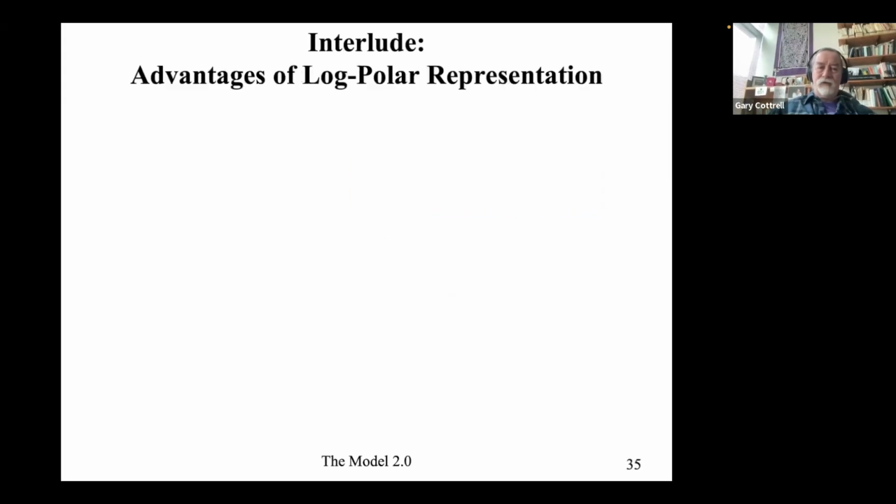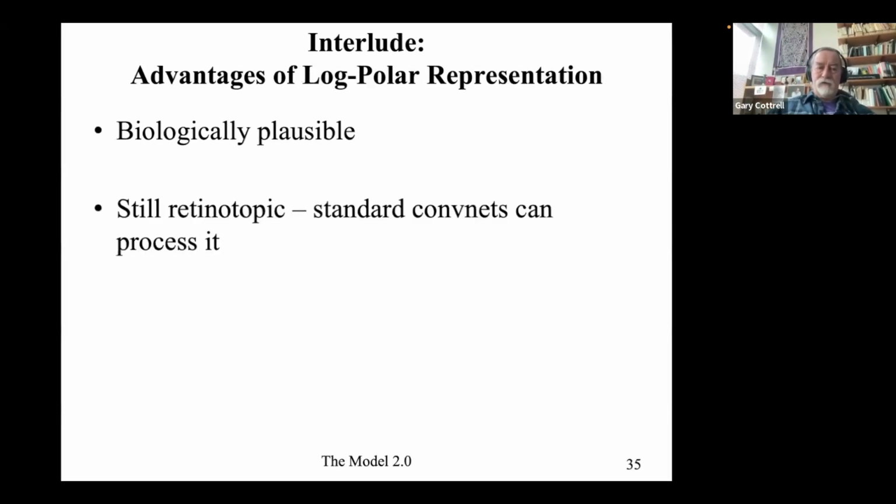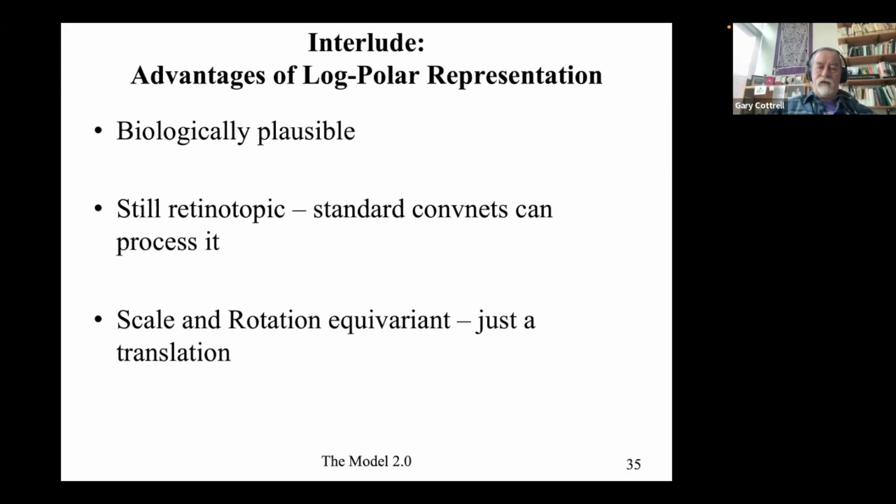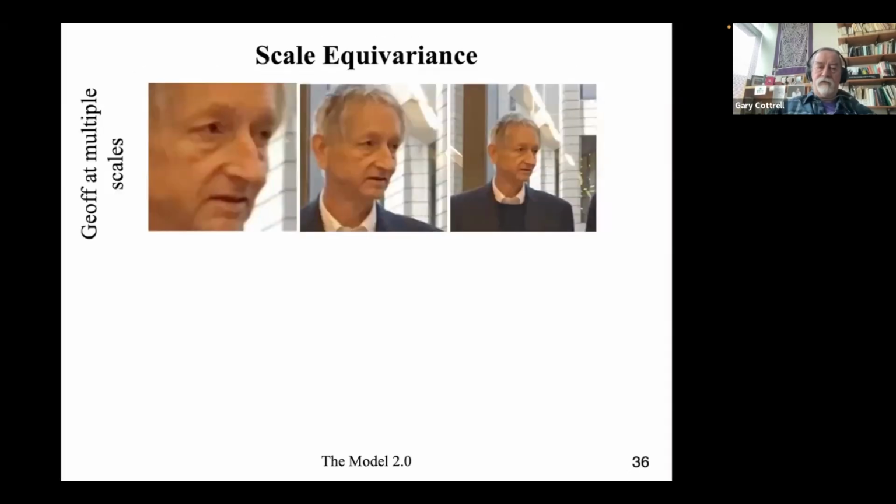So what are some good things about this representation? First of all, it's biologically plausible if you care about such things, and I do. It's still retinotopic, and so standard convolutional networks can process it. And it's scale and rotation equivariant. Both of those are just a translation in this representation.